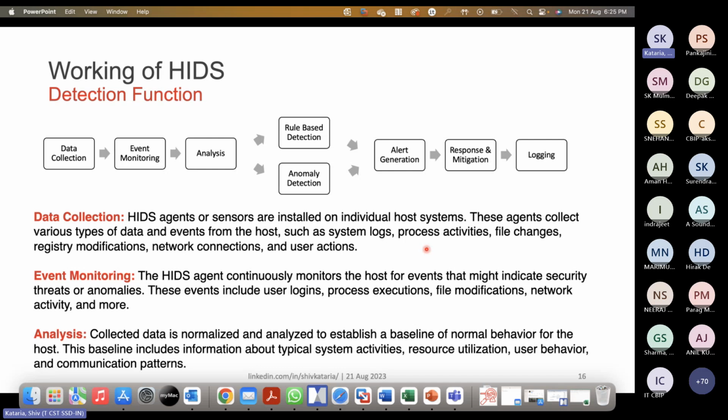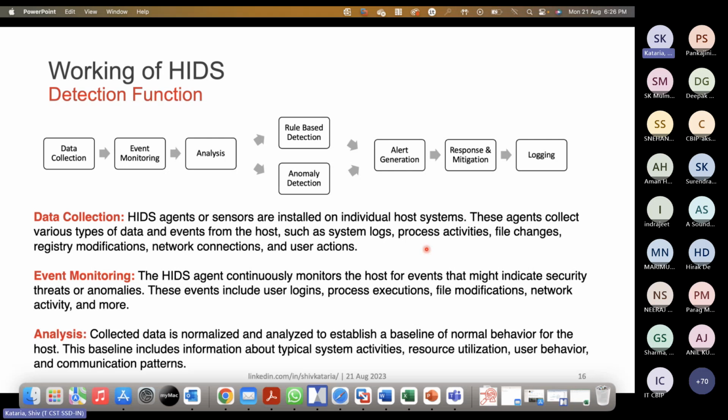After the event monitoring, the next step is to analyze them. During this stage, the collected data is normalized, like the example I gave, where Windows logs get normalized into syslog format, to establish the baseline of normal behavior as well as anomalous behavior. It also monitors different things like how much resource is used, the behavior of users, and the communication patterns.